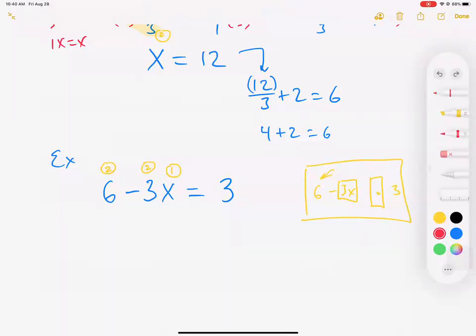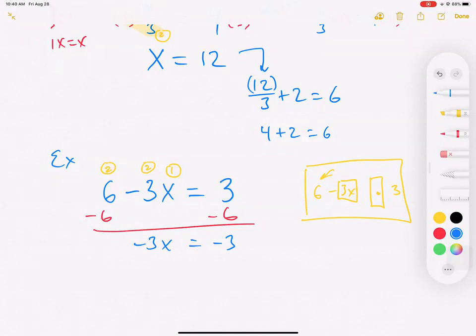So the opposite of plus 6 is a minus 6 to both sides. We're left with a negative 3x is equal to negative 3. Just as a reminder, there are more negatives than positives, so the answer will be negative. You have $3, you owe 6, well, you still owe $3. Okay.